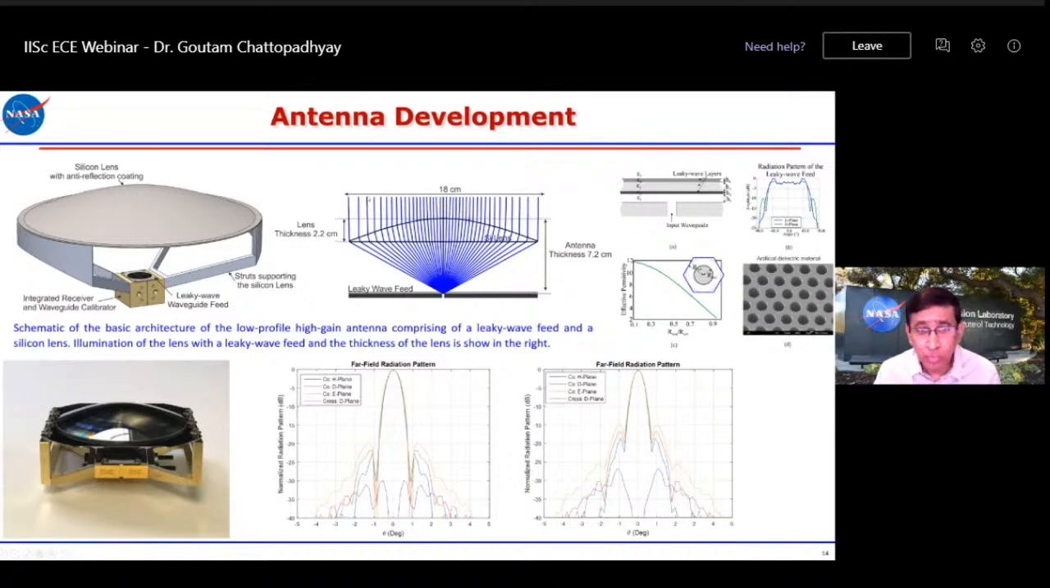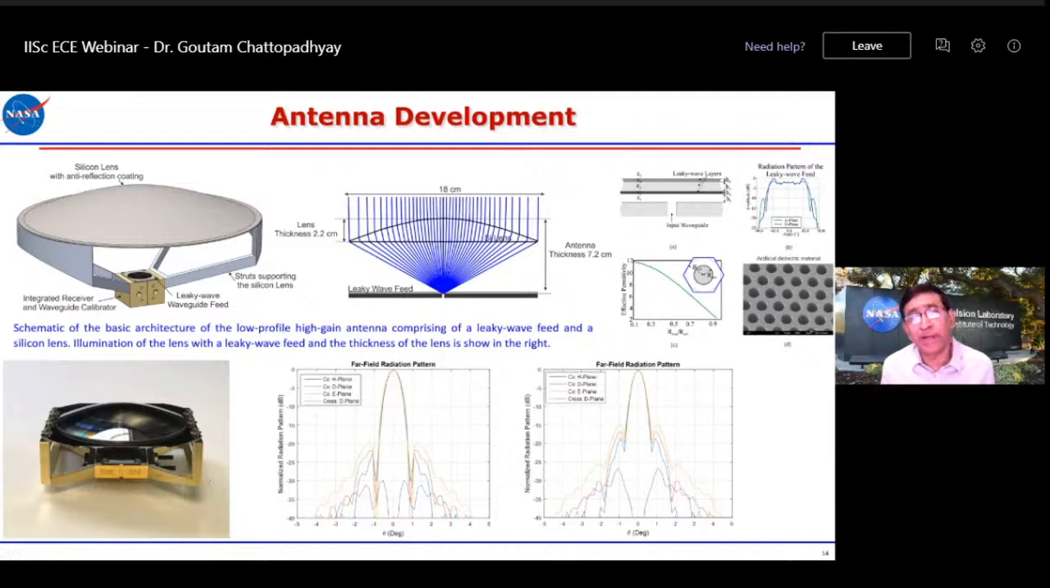Eventually we need to make it 18 centimeter, but the one that we fabricated is at 8 centimeter, just to see if it works or not. You can see here, this is the fabricated antenna, a very thin layer of silicon lens on top with anti-reflection coating, and the total thickness of this is about 7 centimeter. So that is pretty low profile.